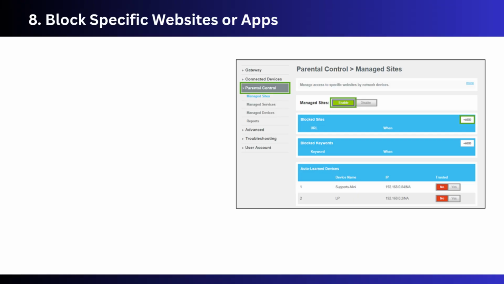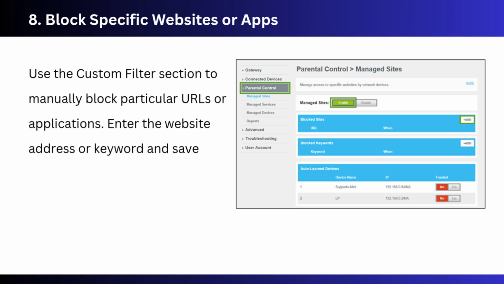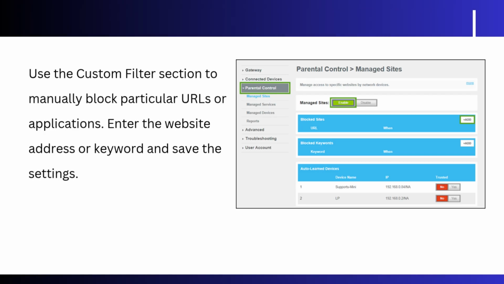8. Block specific websites or apps. Use the custom filter section to manually block particular URLs or applications. Enter the website address or keyword and save the settings.